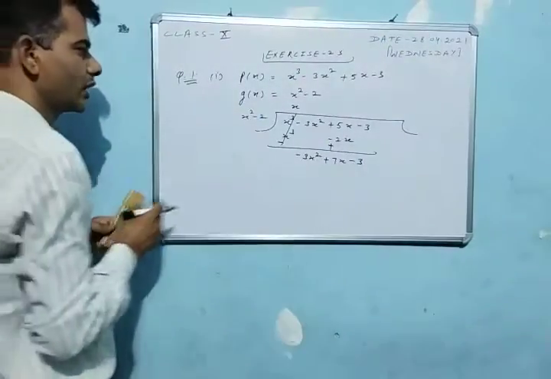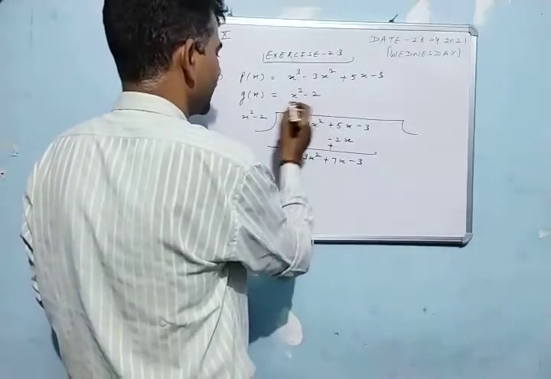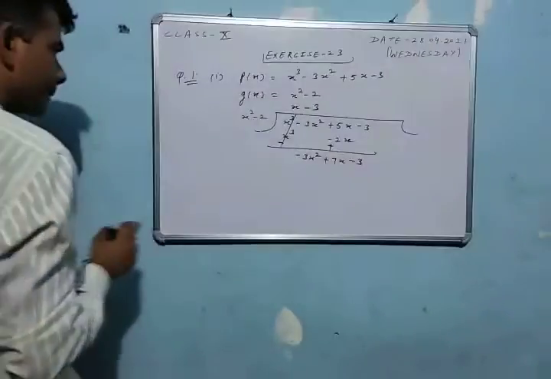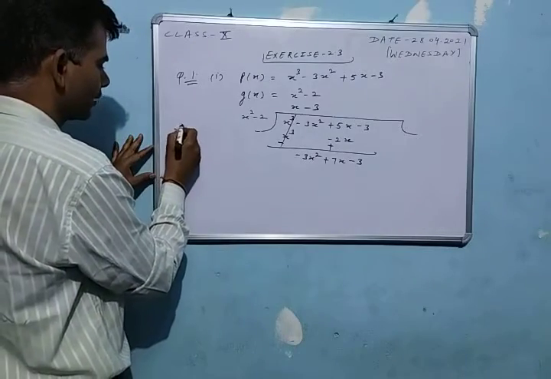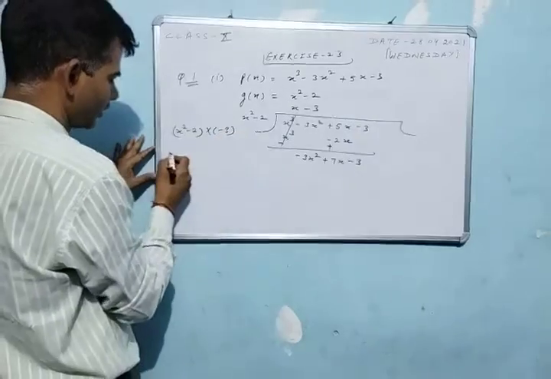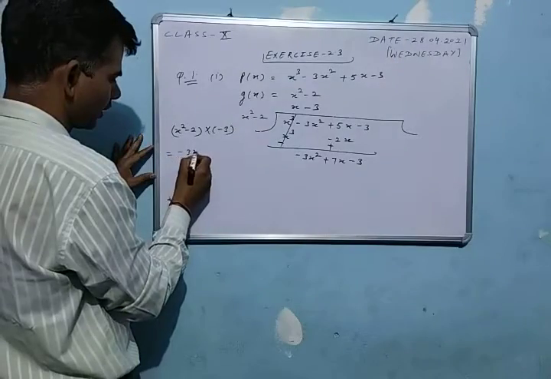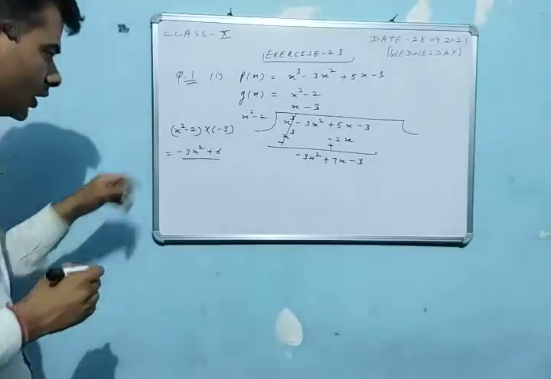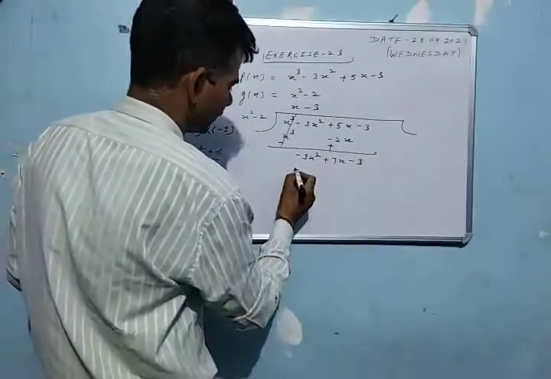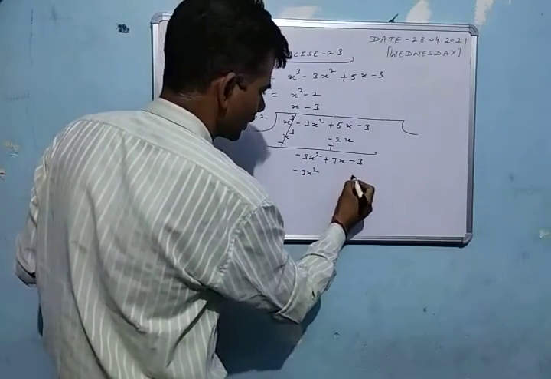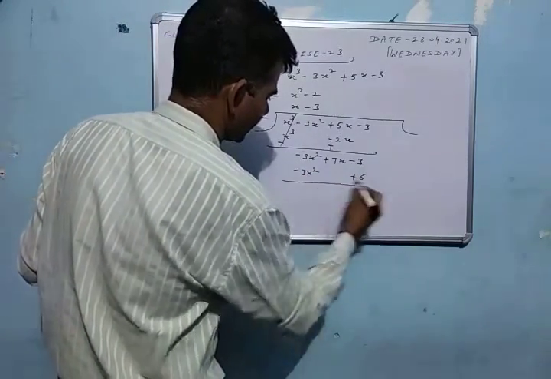Students, x square will be multiplied with minus 3. Now x square minus 2 multiplied with minus 3. The result will be minus 3x square, minus, so that is plus 6. Minus 3x square, now plus 6, like term, constant with like term with 6.